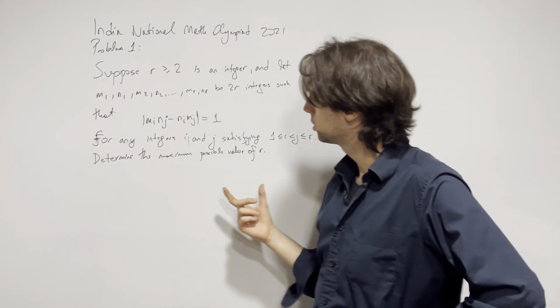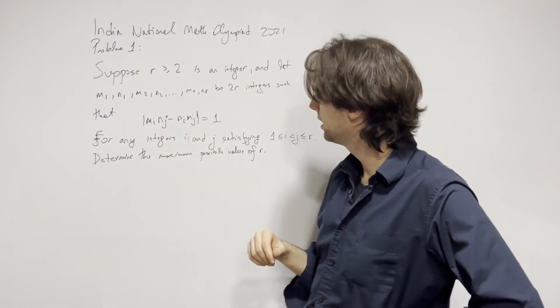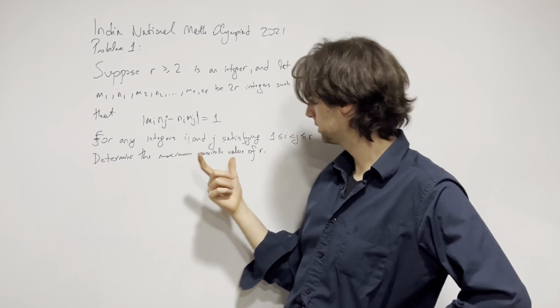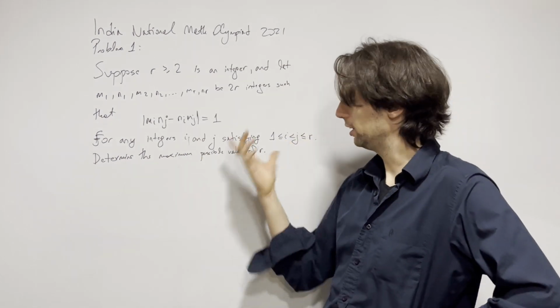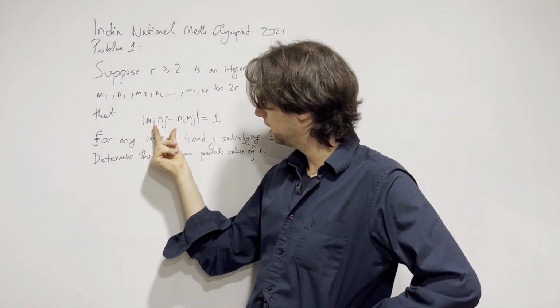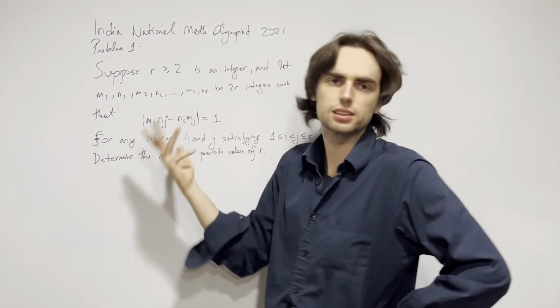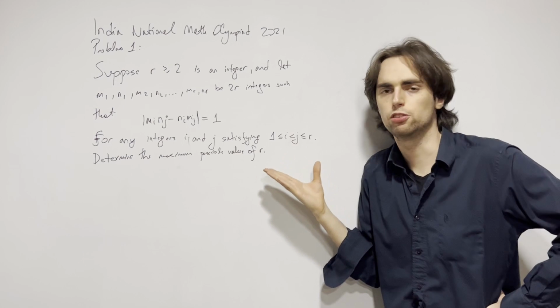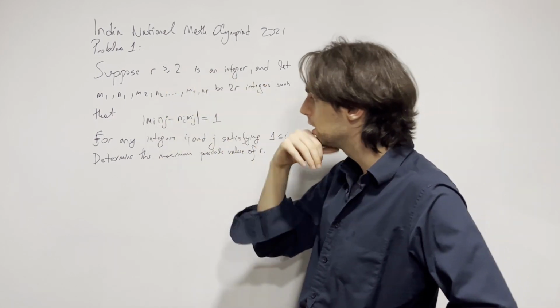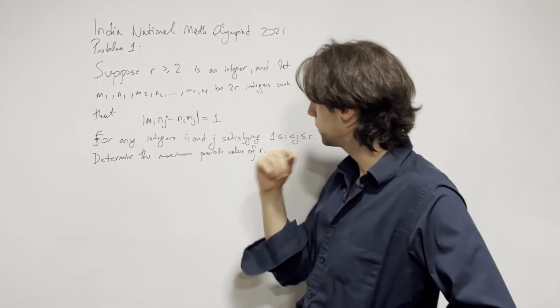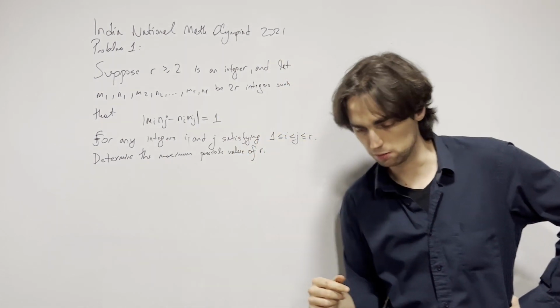For any integers i and j, what happens if I switch i and j around? This is the first question I'm asking myself, because I have i less than j. Does that even matter? If I switch i and j around, this is then m_j and m_i. No, this is the same thing. So this is just for any pair of i and j that are different from one another. This is 1, and we need to determine the maximum possible value of r.